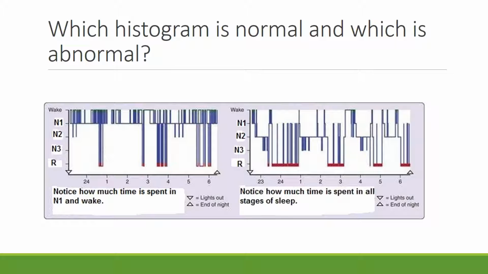Now looking at the one next to it on the right, we notice how much time is spent in all stages of sleep. And by the red markings that identify REM, we can see this person had 4 different cycles of REM sleep. This person did get N3, and it looks like the N3 did decrease throughout the night. The only weird thing is that they had a lot of REM at the beginning of the night.